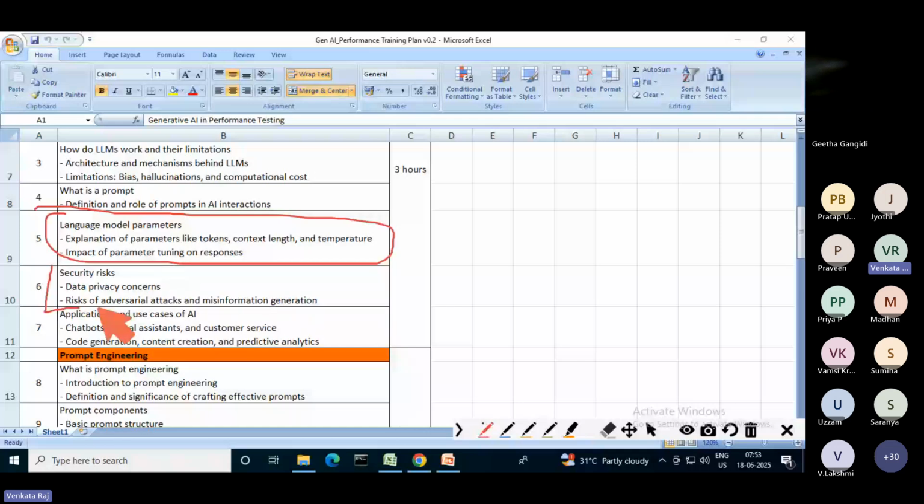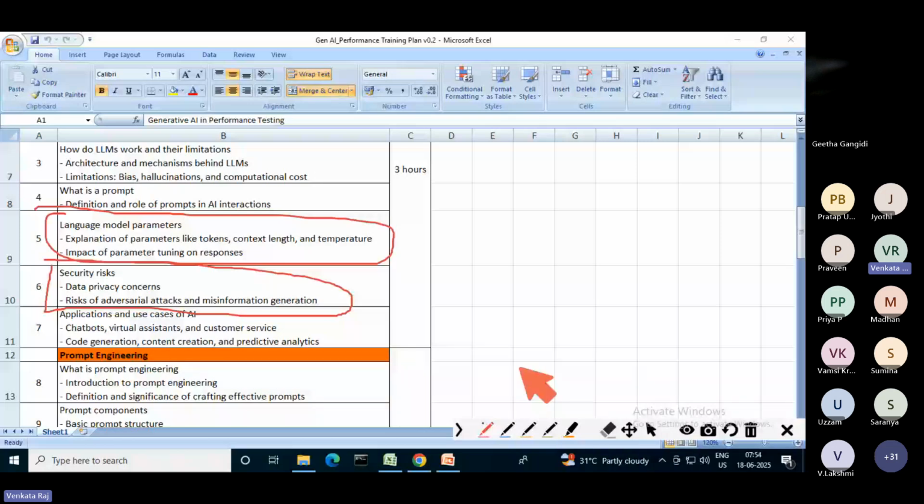Okay, what are the concerns with respect to data privacy? What are the risks with respect to cyber attacks? Misinformation, right? We have a lot of information nowadays. We do not know which one is correct, which one is wrong, right? And AI can also fall into that trap. And then we're going to see the different applications and use cases of AI, in which places it is being used.